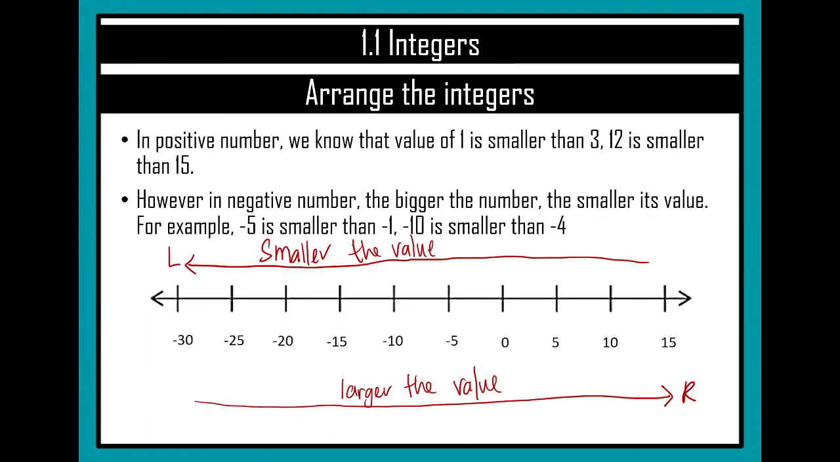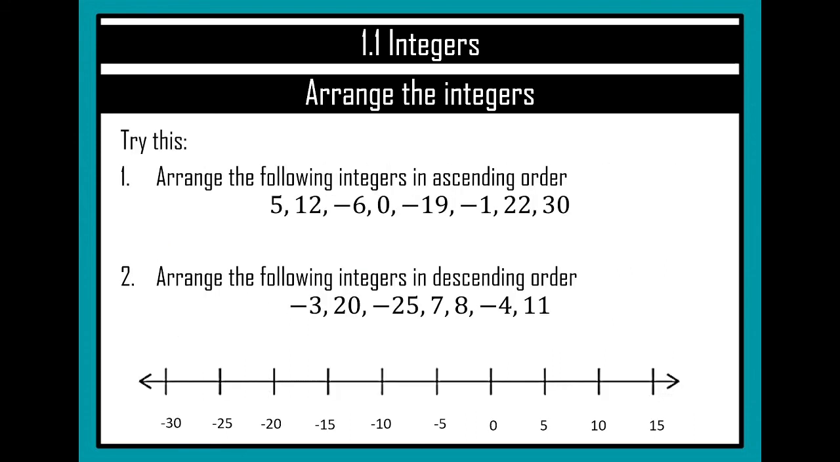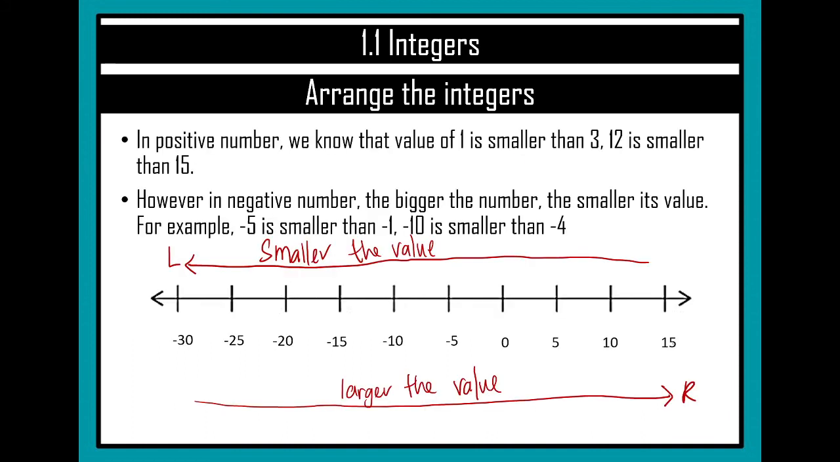Based on what we understand just now, let's try to arrange the numbers. Arrange the following integers in ascending order. If you have problems remembering which one is going from small to big or from big to small, A, alphabet starts with A, so it must be from small to bigger. From the previous example, the left side has the smallest, the right side has the largest.